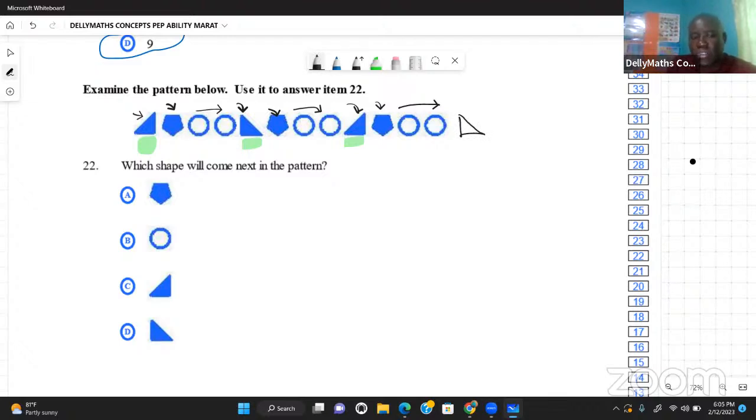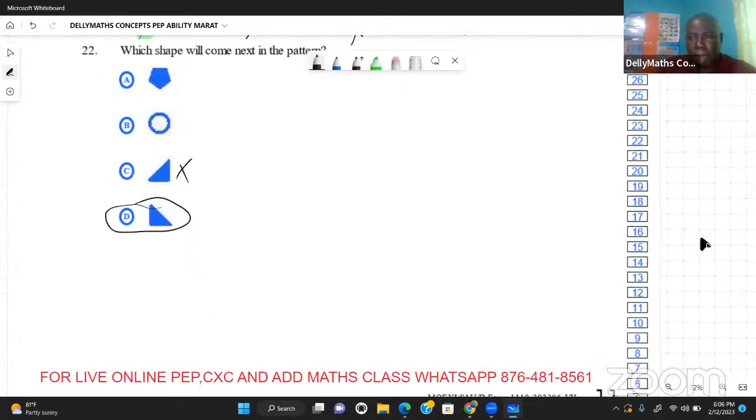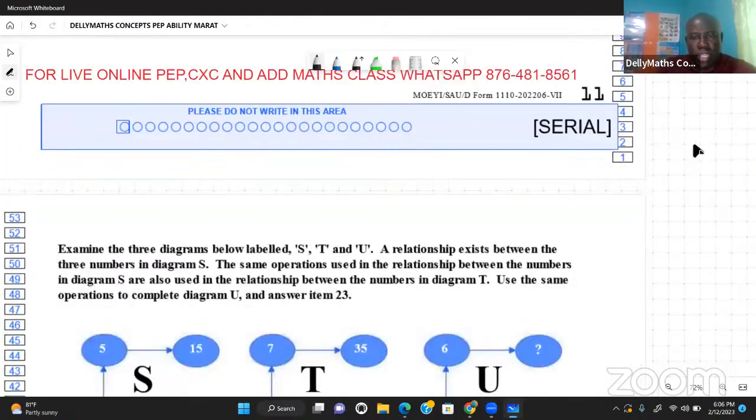So you can't just pick any triangle. That one is incorrect. We were looking for this one. So the answer is D. So watch out for this. Watch out for the trick. Look at how the triangles were turning that way, turning this way, turning the other way, and then that way again. So you have to be looking out for that. All right, let's go to the next question.